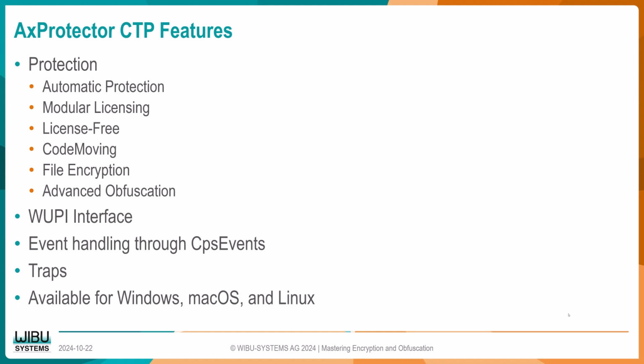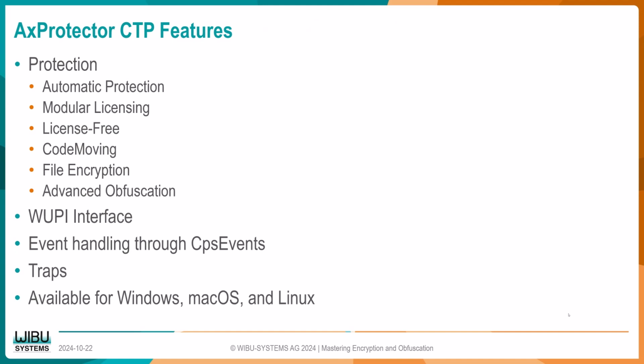You can have the same CPS event for both. Features like traps and other security features are, of course, available for both. Also anti-debugger detection, which is not written here, but also all the other well-known classic features are available for AxProtector CTP as well. And it's available for Windows, Mac, and Linux. Axel will show you some samples. Maybe we start with the samples with the basic automatic protection.